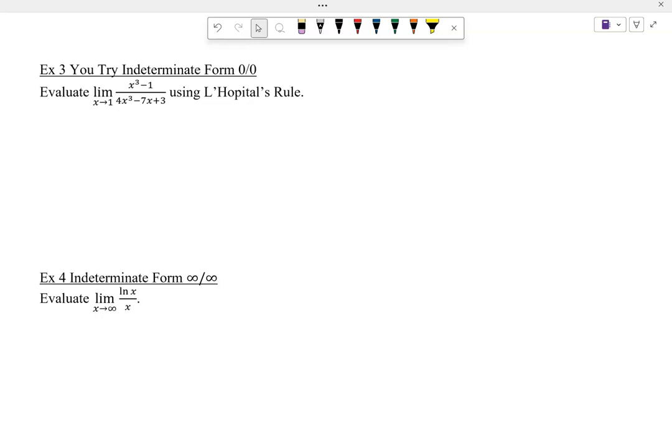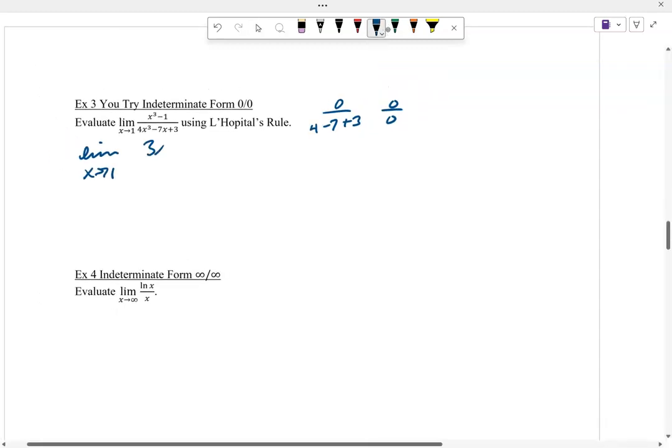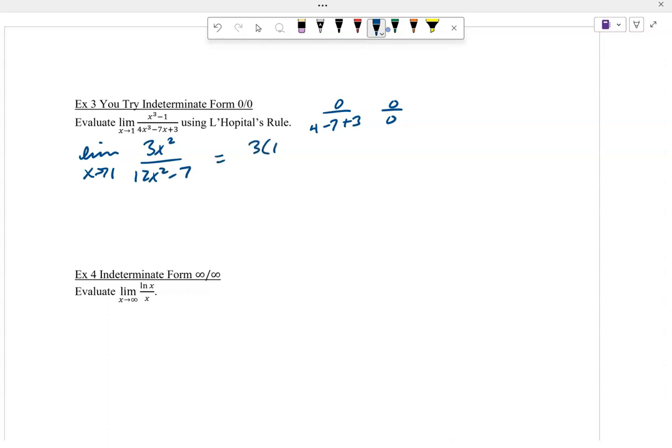So notice on this first one here, we have 1 cubed minus 1, so we've got 0 over 4 minus 7 plus 3. So we've got 0 over 0, right? So we can apply L'Hopital's rule. So we go 3x squared minus 0 over 12x squared minus 7. And we can go ahead and throw that 1 in. And so we end up with 3/5 on that one.